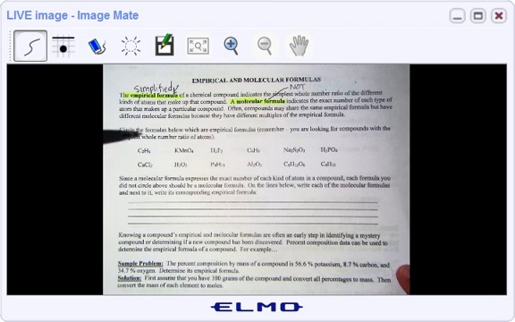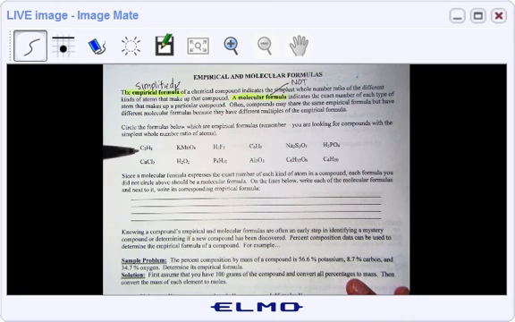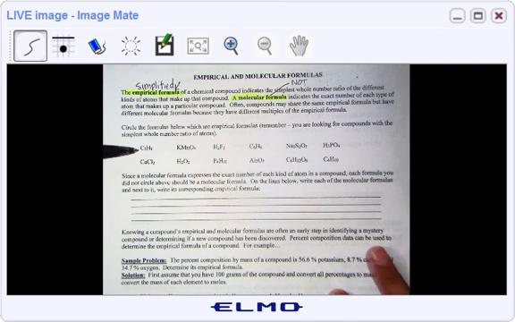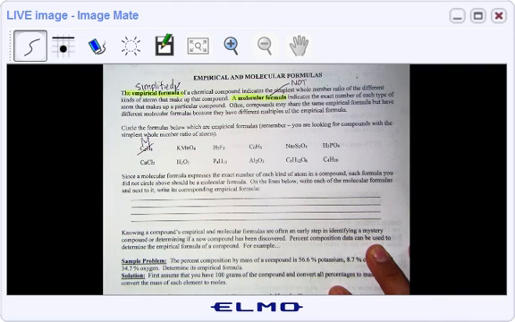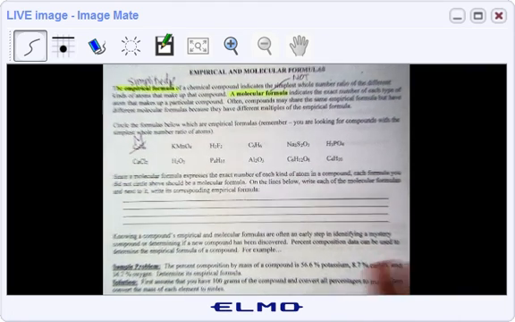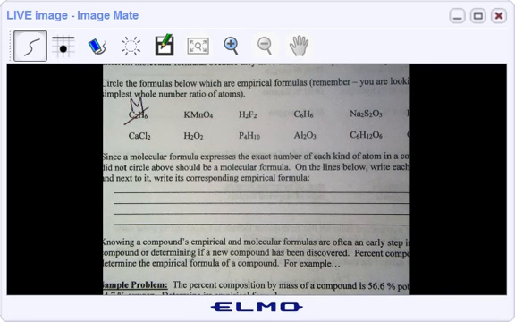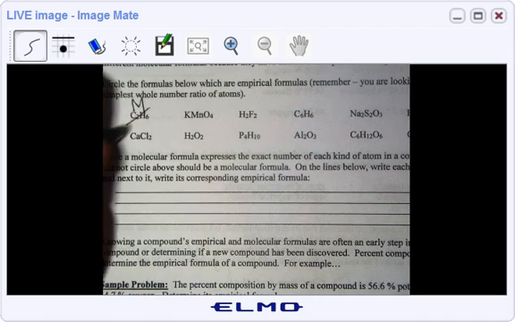It says circle the formulas below that are empirical. Again, it wants us to circle the ones that are already reduced. So as we're looking right here, C2H6, is this reduced? No, it's not reduced. So that's considered a molecular. CaCl2, is that reduced? Can it get any smaller with the subscripts? No. So we're going to circle it.